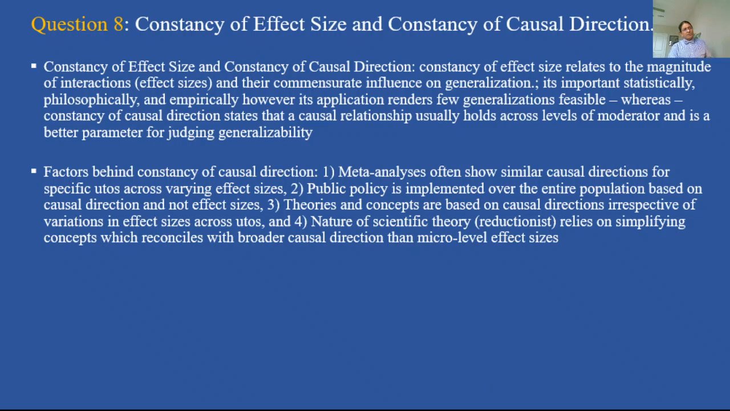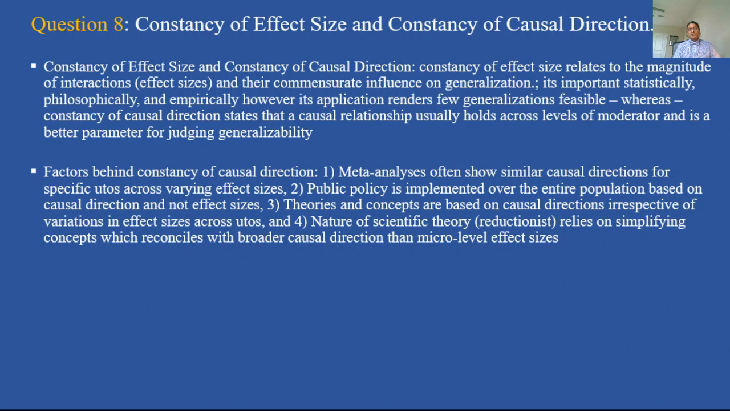Now, the book brings a new concept, a very interesting concept, I would say, about constancy of effect size and constancy of causal direction. So, what are these? Let's see. Constancy of effect size deals with the magnitude of the interaction, that is, the threat to external validity that would threaten generalizability. So, that's the constancy of effect size. Assessing such constancy of effect sizes has significance statistically, as a study with high power would detect even minor effect sizes.